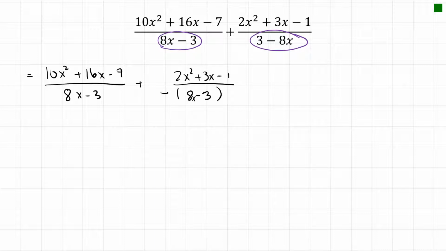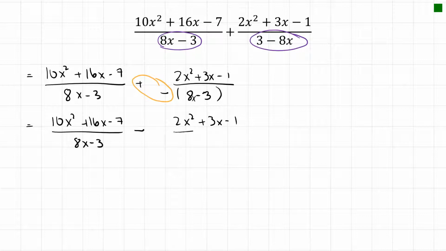Now this combination here will give me a subtraction sign in between the two fractions. So 10x squared plus 16x minus 7 over 8x minus 3, minus 2x squared plus 3x minus 1 over 8x minus 3. I have a common denominator, and now I'm going to just combine them into one single fraction with a common denominator of 8x minus 3.